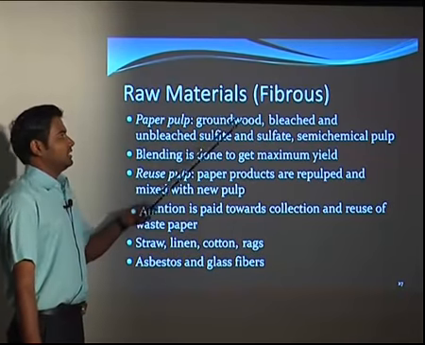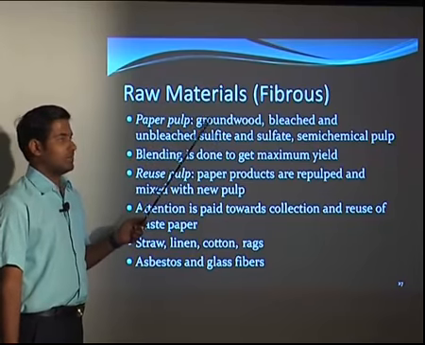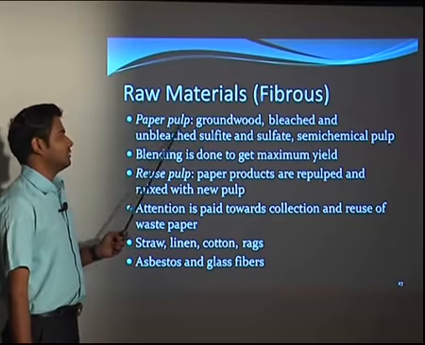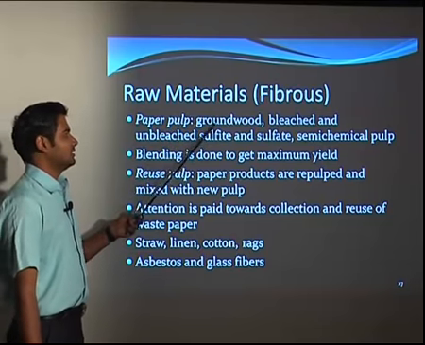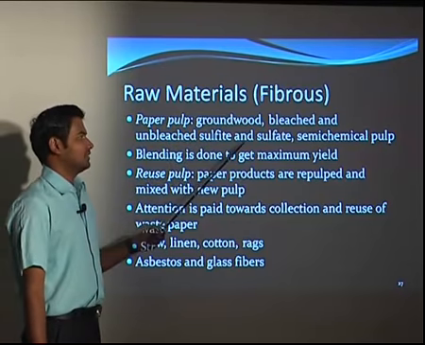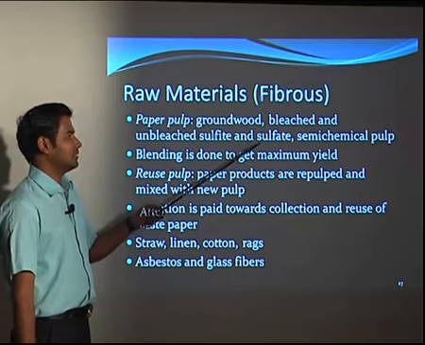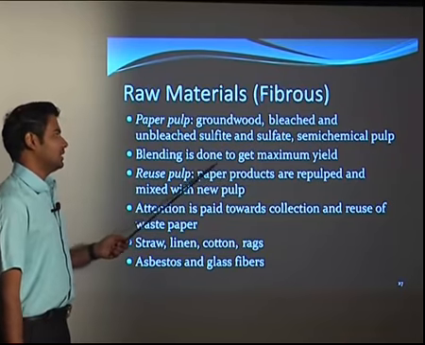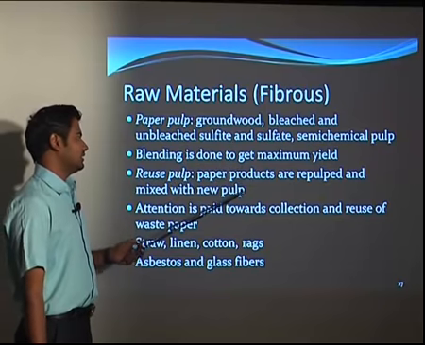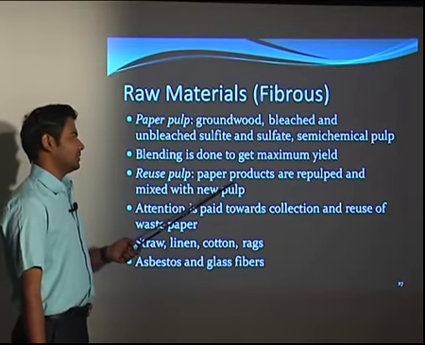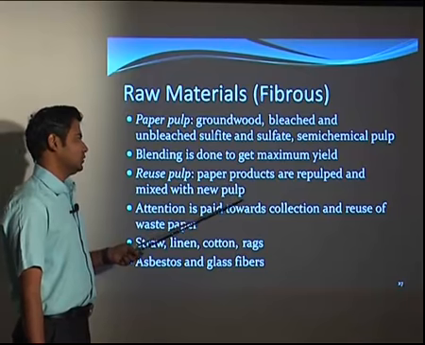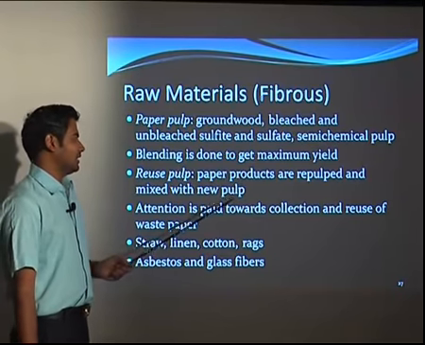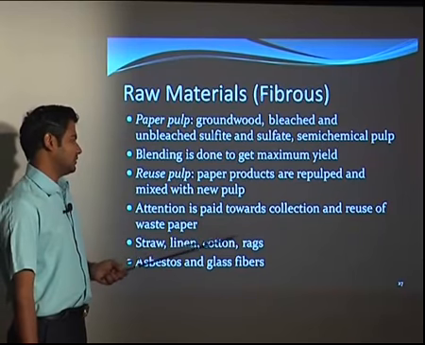The raw materials are of two types, one fibrous and the other non-fibrous. In fibrous we have the paper pulp, the groundwood, then bleached and unbleached sulfite and sulfate, and the semi-chemical pulp. We have seen this in earlier slides. Then blending is done to get the maximum yield. Then reuse pulp: the paper products are repulped and mixed with the new pulp. So here the waste paper is repulped back, and we can use it to manufacture paper.